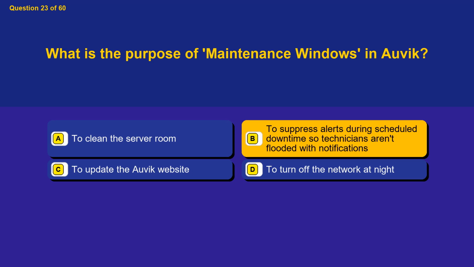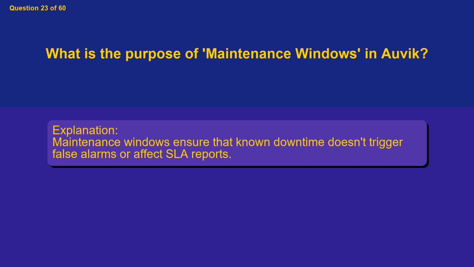The correct answer is option B. To suppress alerts during scheduled downtime so technicians aren't flooded with notifications. Maintenance windows ensure that known downtime doesn't trigger false alarms or affect SLA reports.